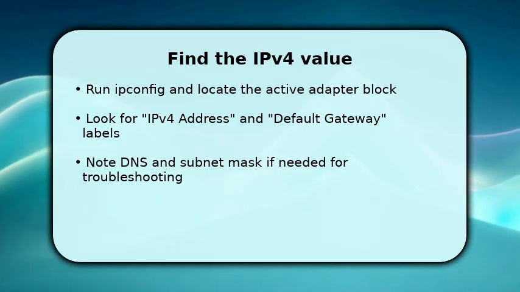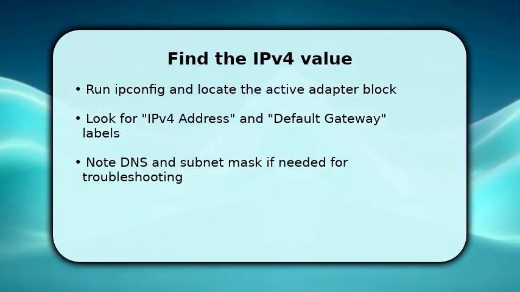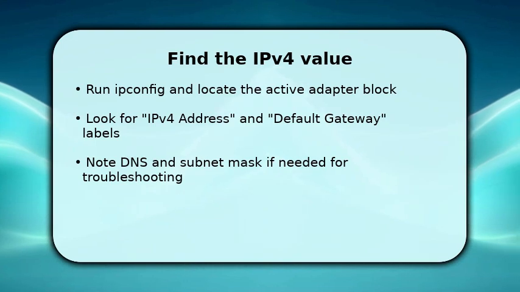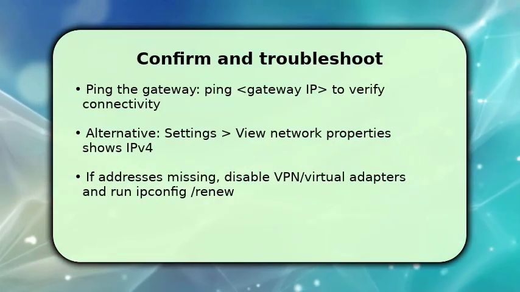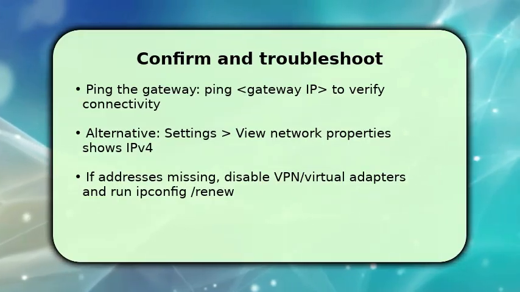If you need routing info, also note subnet mask and DNS entries to understand address scope and name resolution. Finish by verifying that the address works. Use ping followed by the gateway IP to confirm connectivity. Successful replies mean the IP is functional.